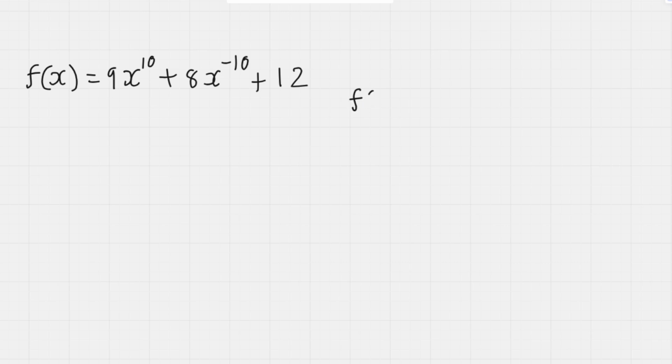If f of x is equal to x raised to n, then according to power rule, f prime of x, meaning the derivative of f with respect to x, will be n x raised to n minus 1. This rule we are going to use here.